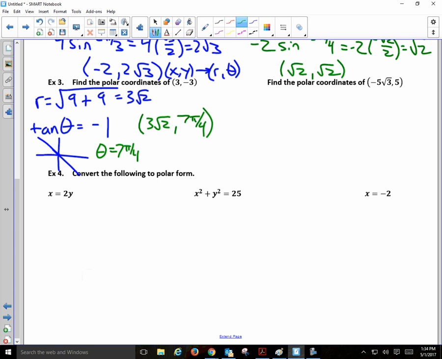This is your final exam. So this information will be tested on your final exam. This is definitely a challenging final exam. Okay, go ahead and do this one. Find the polar coordinates. Go.